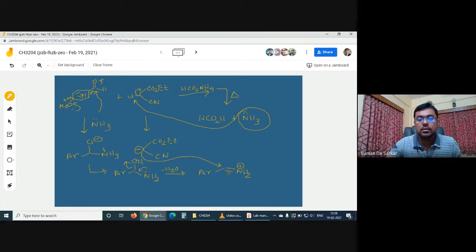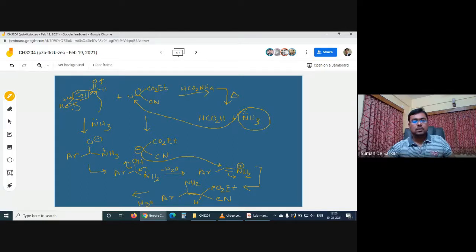The follow-up steps are quite simple. So Ar, I'm just drawing like this, NH2. This is the new bond which is formed, with CO2Et here and cyano here. The last step is basically again deprotonation. Other ammonias are there around.